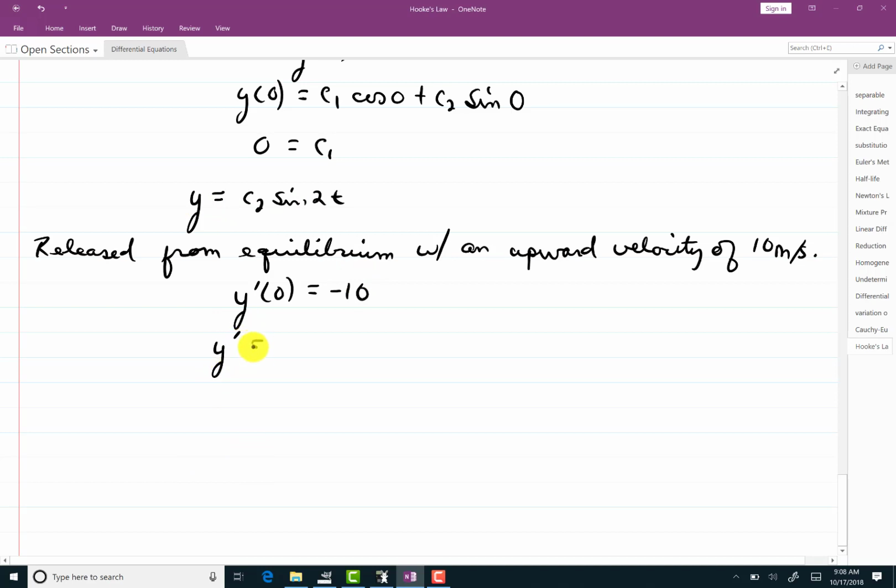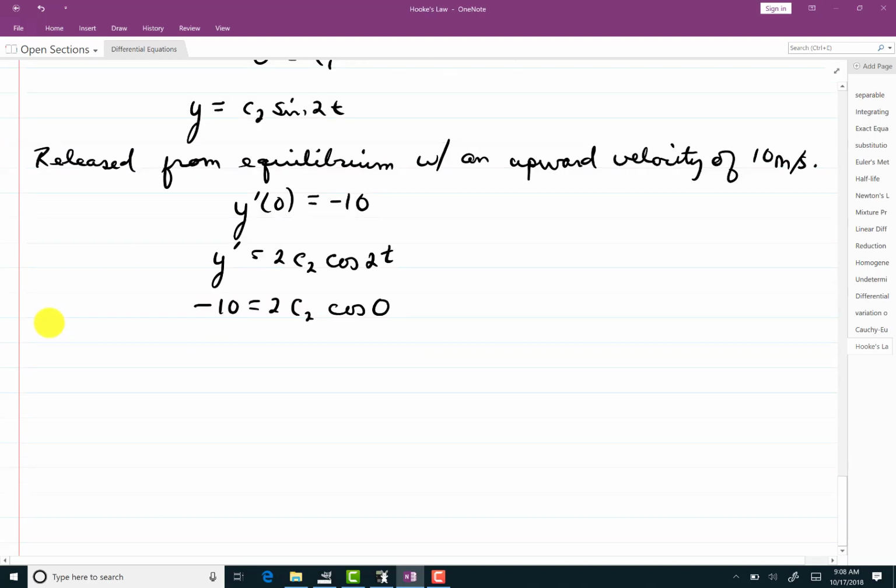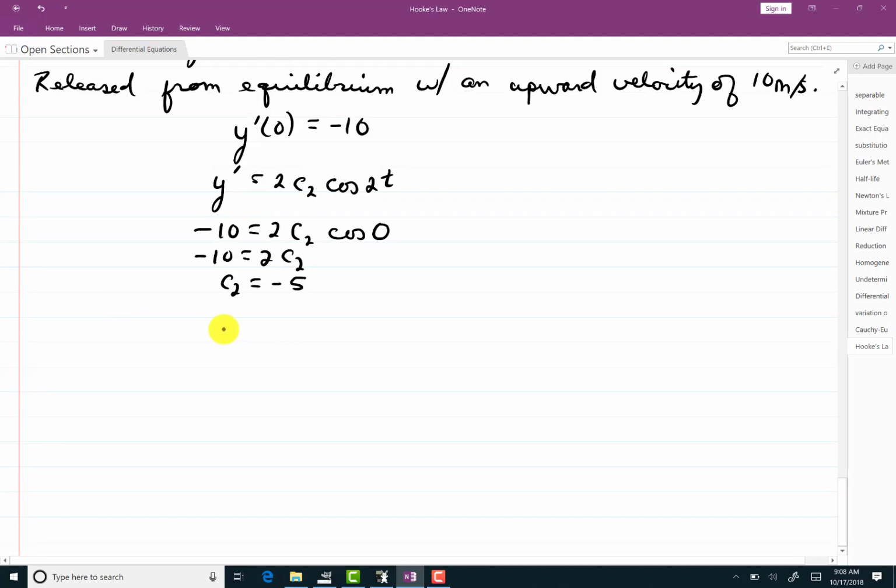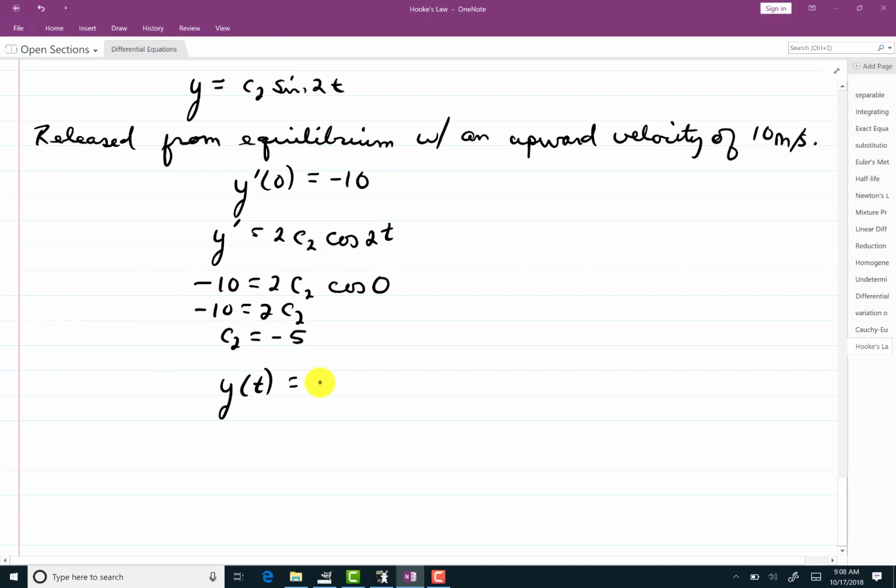Y prime equals 2c2 cosine of 2t. And then I'll go ahead and replace t with 0. I'll get negative 10 equals 2c2 cosine of 0. Cosine of 0 is equal to 1. So negative 10 equals 2c2. c2 equals negative 5. And so my equation of motion looks like this. y of t equals c2, which is negative 5, sine of 2t. So there is my equation of motion.